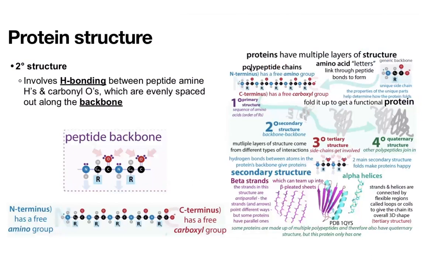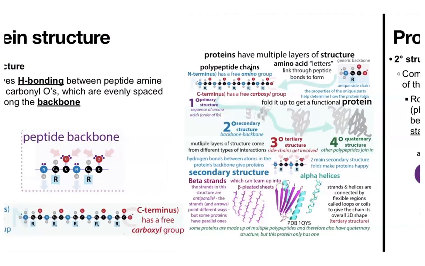Okay, but let's step back a second. We go forward from primary, but backwards from tertiary and quaternary. We need to talk about secondary structure, because this is going to be really crucial. So our secondary structure is going to involve hydrogen bonding between peptide amine hydrogens and carbonyl oxygens that are evenly spaced out along the backbone. So no matter what those R groups are, you're going to have this alternating donor, acceptor, donor, acceptor throughout the peptide backbone. And all proteins are going to have this. And so what this means is that you're going to get these characteristic secondary structures, things like beta strands and alpha helices.